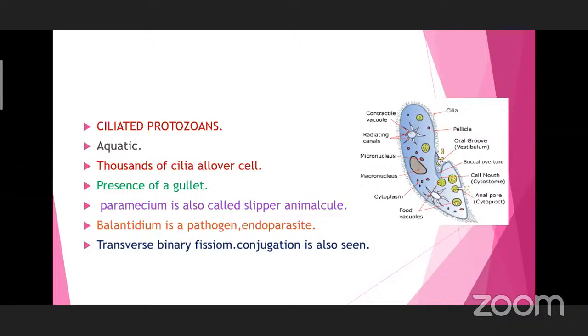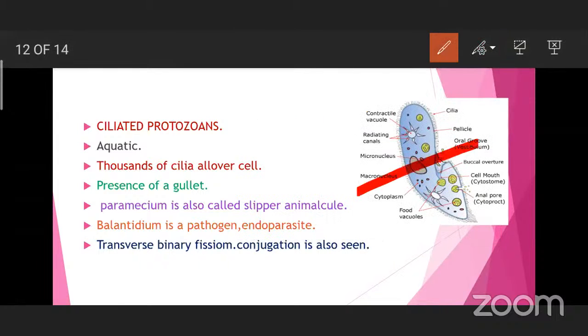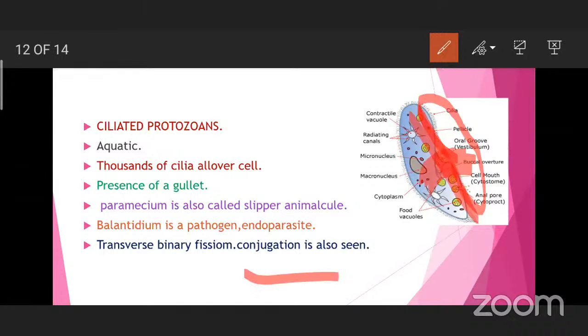Transverse binary fission will take place. Transverse means like this, not lengthwise. Transverse. So it is going to divide into two daughter paramecia. This is a transverse binary fission, which is important. And conjugation is also seen. Conjugation means two of the paramecia are going to come closer. The pellicle gets dissolved and they are going to exchange the genetic material. Due to repeated binary fission, they will undertake this conjugation to regain their power.